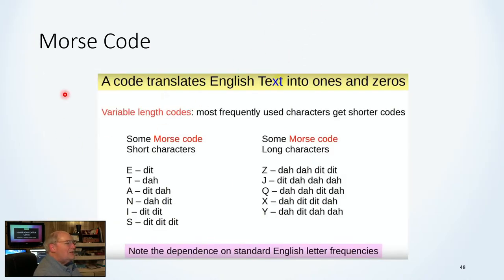So Morse code is a code that translates English text into ones and zeros. So I guess you could say it's the original digital mode. The idea of variable length codes: most frequently used characters get shorter codes. So here's some examples, longer ones and shorter ones. They were picked based on the frequency that they appear in English words.